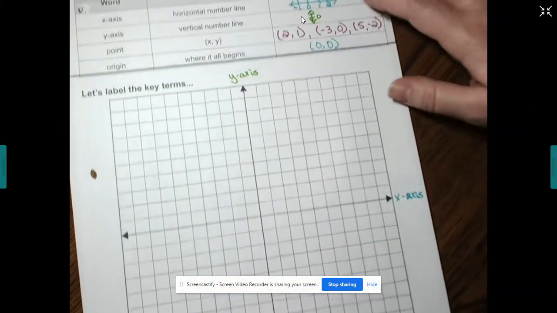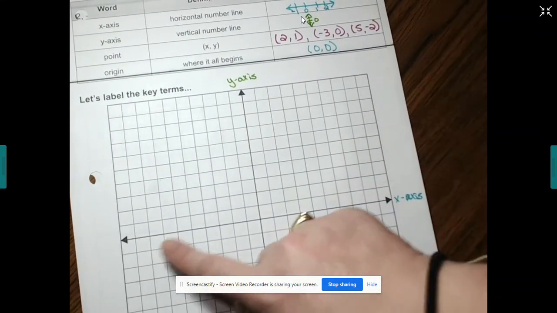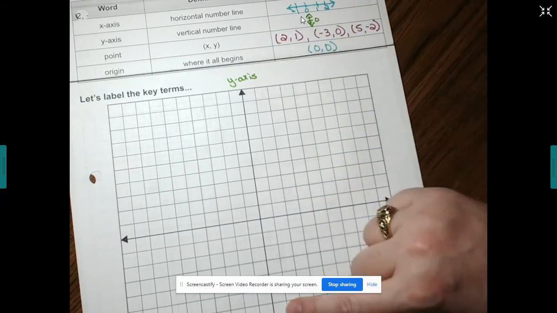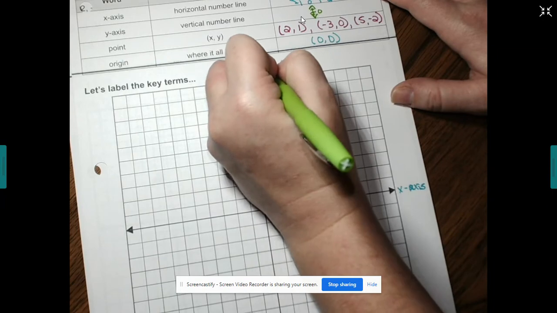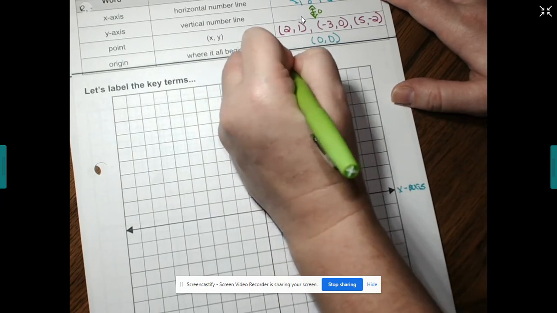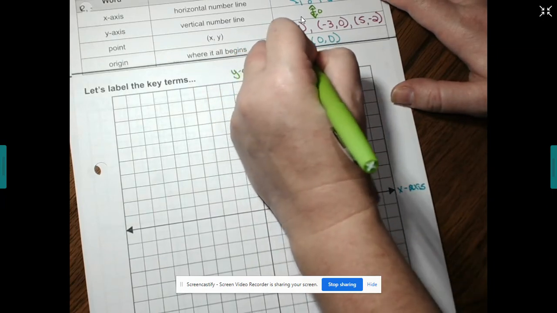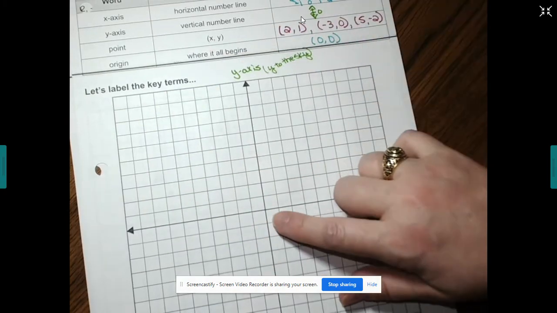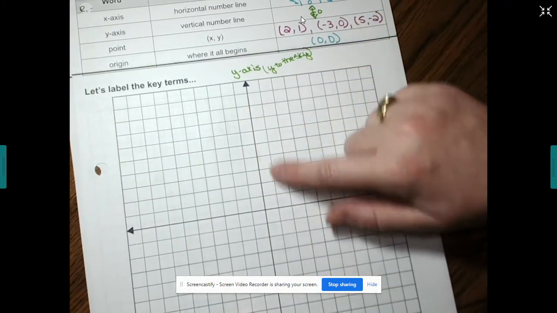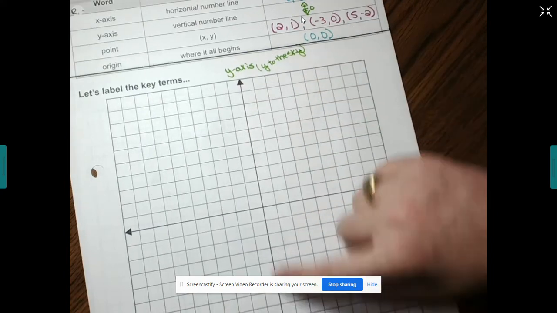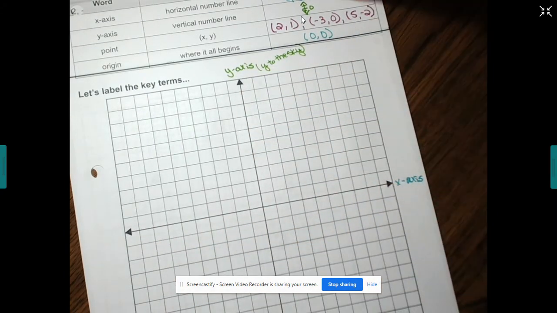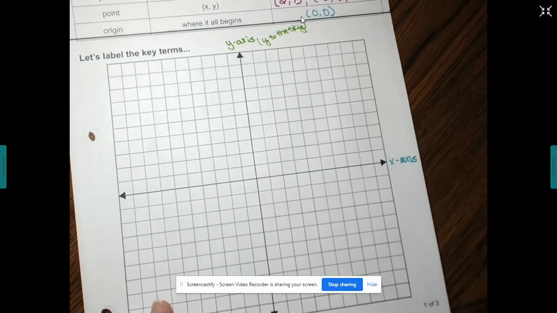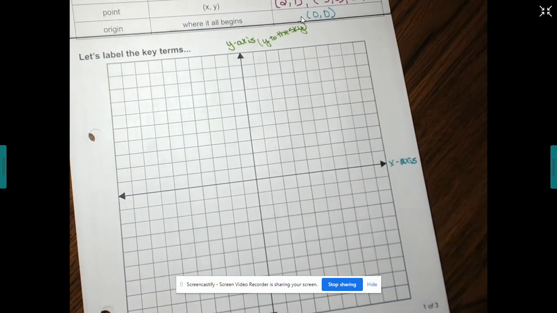And sometimes people get a little confused about which is which. Is this the x-axis or is this the y-axis? Something that can help you remember is y to the sky. So this one looks like it's pointing straight up to the sky. So the y-axis is the one that goes to the sky. And then the x-axis is this one. Okay.